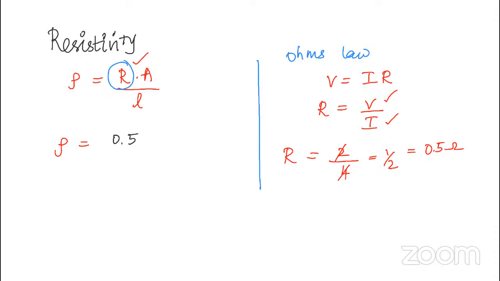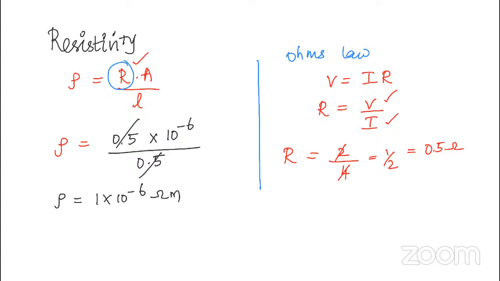It is 0.5 ohms into, what about the area value? It is 10 power minus 6. 1 into 10 power of minus 6 divide by 0.5. Okay. So just cancel all these things. So rho value should be is equal to 1 into 10 power of minus 6 ohm meter. So this is our answer. So this is option B. Very good. So this is option B is the right one.